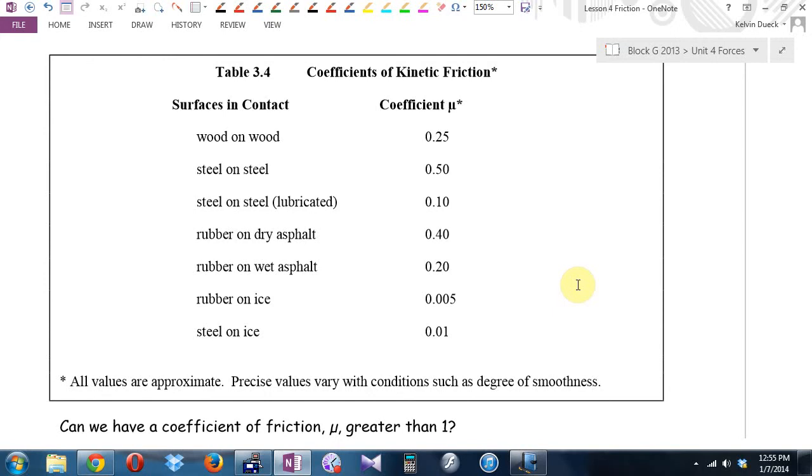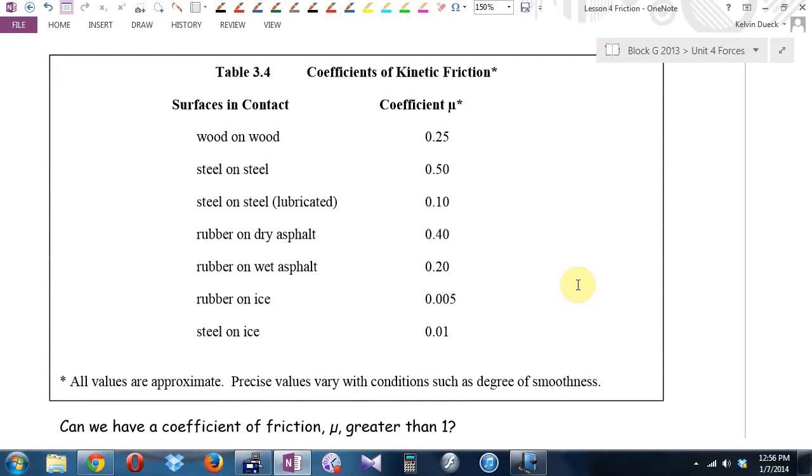Rubber on dry asphalt, anywhere from 0.4 to 0.7. It's better on, I think I gave you rubber on concrete. Concrete's a little stickier than dry asphalt. Rubber on wet asphalt goes way down. So slow down when you drive, because since friction is smaller, that means that your acceleration has to be smaller, which means it's going to take you longer to come to a stop. It has nothing to do with your skill. Rubber on ice, anywhere from 0.005 to 0.01. Steel on ice, about 0.01. And these are rough. There are other factors that affect it as well, but just to give you an idea.